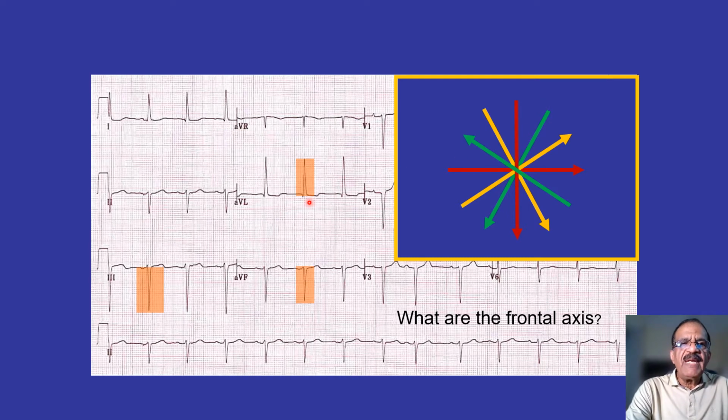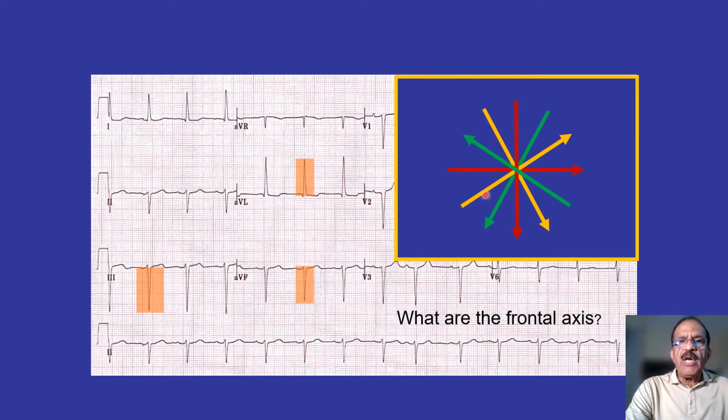But when we examine AVL and AVF, AVL, I'm sorry. This is the AVL, and since it is upward, this is the positive terminal of AVL, so somewhere here. And if we examine AVF, it is downward and it is here. But if you compare both, AVL is slightly taller than AVF.